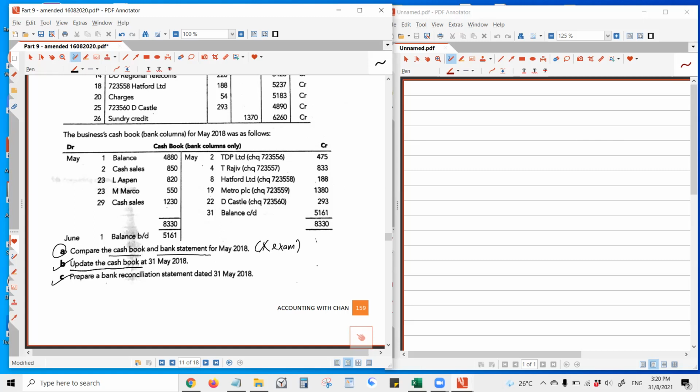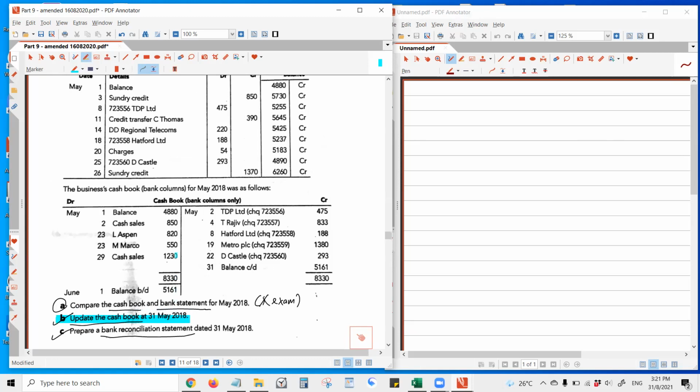Update the cash book. That means the updating process that I have gone through with you just now, and now I'm showing you through the question. And the next one, prepare bank reconciliation statement. I'll guide you on how to do it later. So now we focus on doing the B. Now see the question.